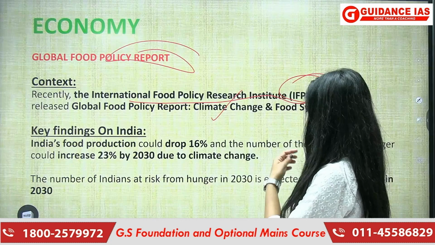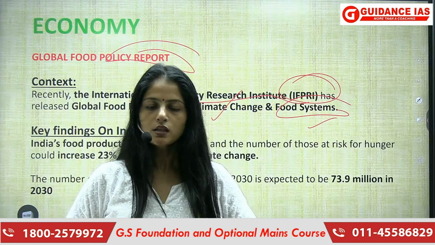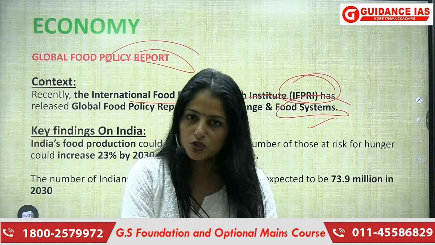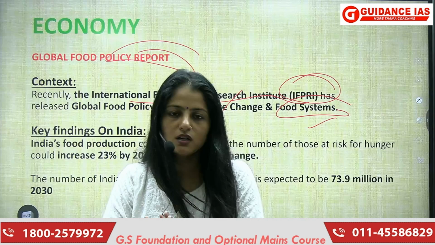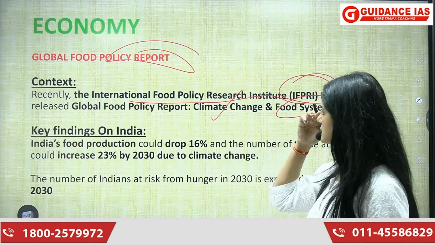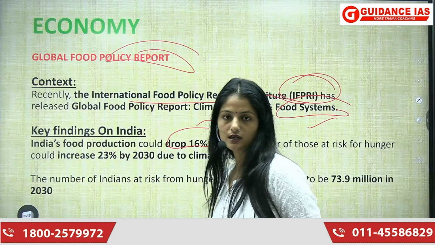What are the key findings? There are two sets of key findings, or you can say we have separated them into two sections. The first is related to the Indian perspective, the facts which show where exactly India stands, and the other is from the perspective of the global community. Let's look at some key findings on India. The first one is that India's food production could drop 16%, and the number of those at risk of hunger could increase by 23% by 2030. Again, a cause for concern.